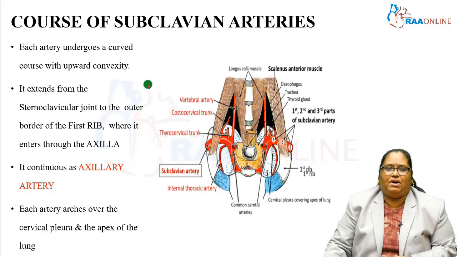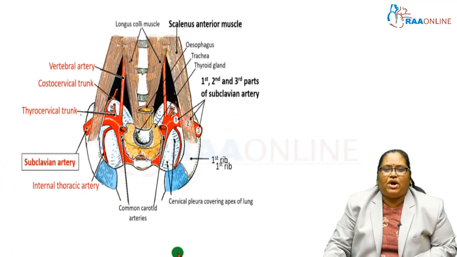Now we know about the course of the subclavian arteries. Each artery undergoes a curved course with an upward convexity, and it extends from the sternoclavicular joint to the outer border of the first rib.